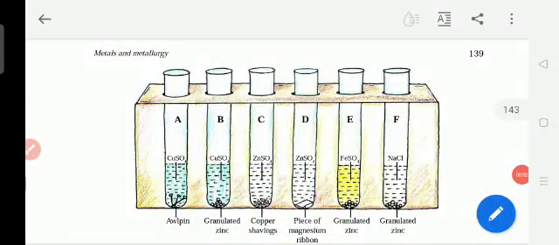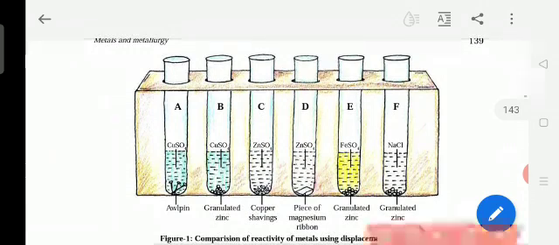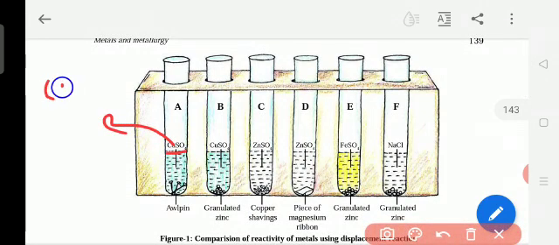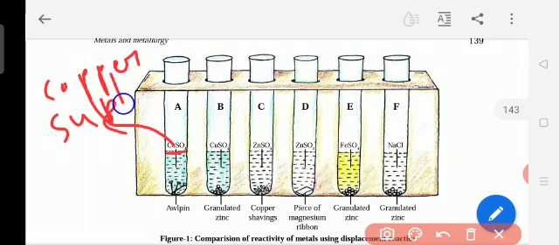Okay students, here in the first test tube we are taking CuSO4. CuSO4 means what? Copper sulfate. Cu means copper, SO4 means sulfate. Then the next one is also copper sulfate.